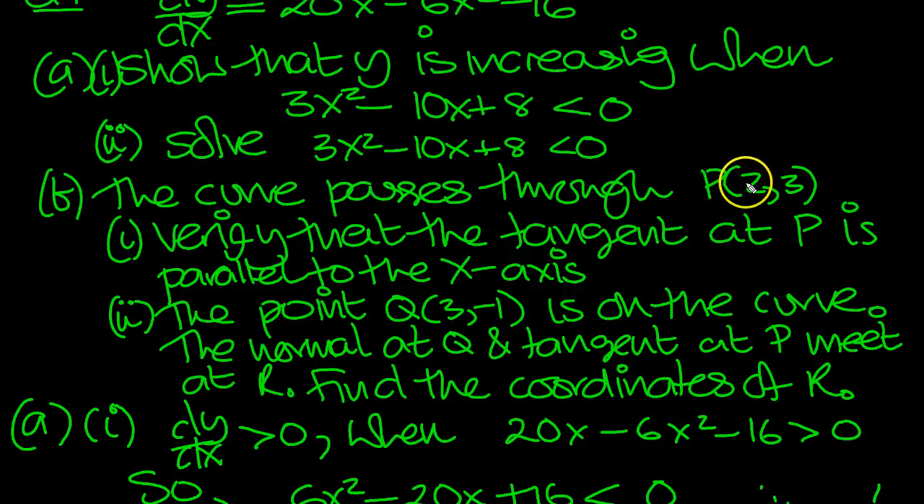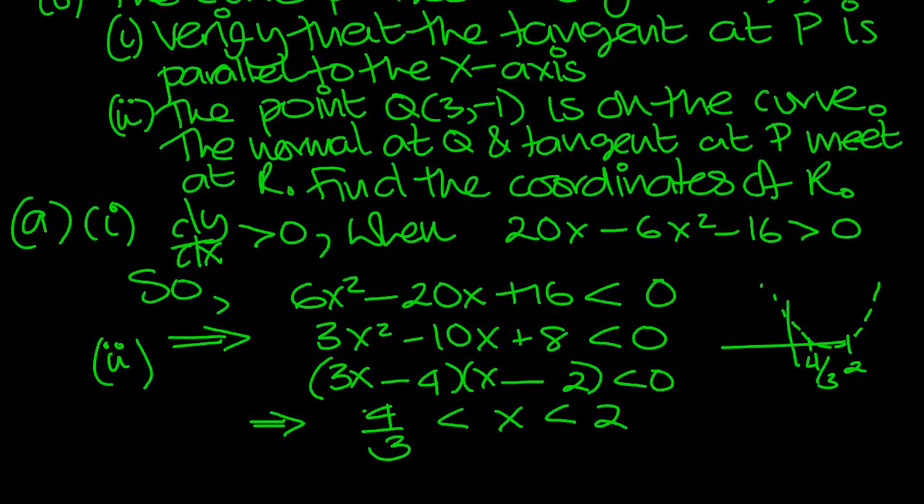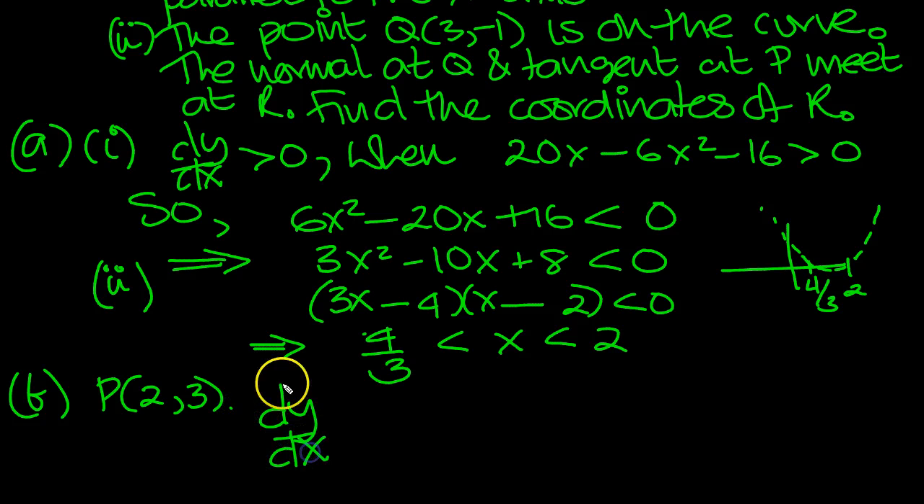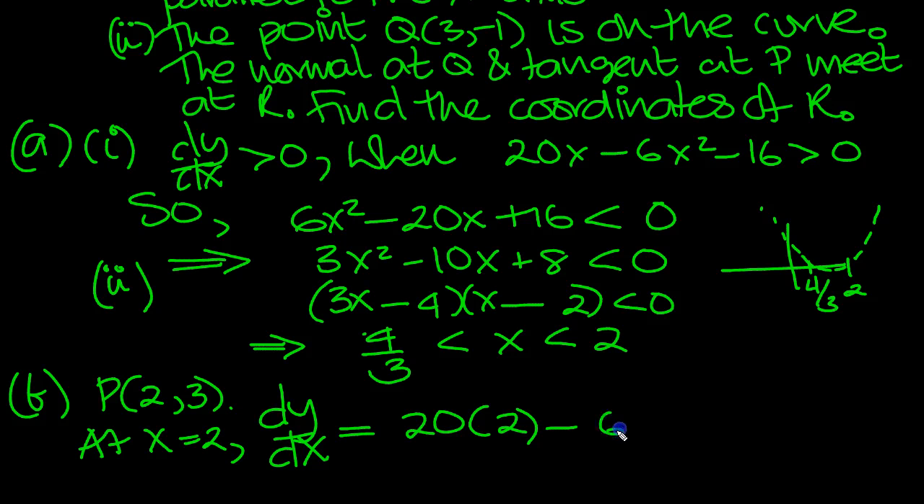So the curve passes through P, 2, 3. Verify that the tangent at P is parallel to the x-axis. Okay, so the tangent at P, 2, 3. So P is the point 2, 3. Dy dx when x is 2 then. Let's see what the gradient of the tangent is then here. Here's dy dx. So we've got 20x. 20 times 2 minus 6 times 2 squared. Minus 16.